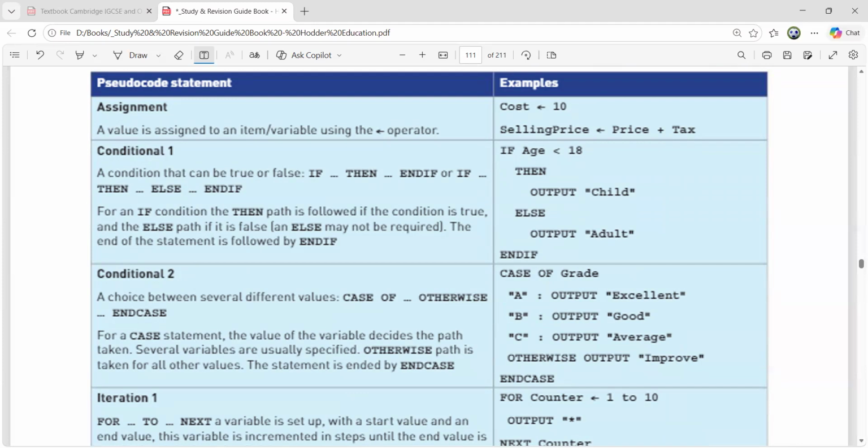Then conditional statement 2 is your case of, otherwise, and end case. And here we can see how you write it. Case of variable. In this case, the variable is grade, and we are simply checking the three options A, B, C. Otherwise is going to be used when all the above options are incorrect, and then it will be moving to otherwise. A means output excellent, B means output good, C means output average, and otherwise output improvement is needed. And then we finish it with an end case. Remember, if is ended with end if, and case is ended with end case. Okay, any questions?